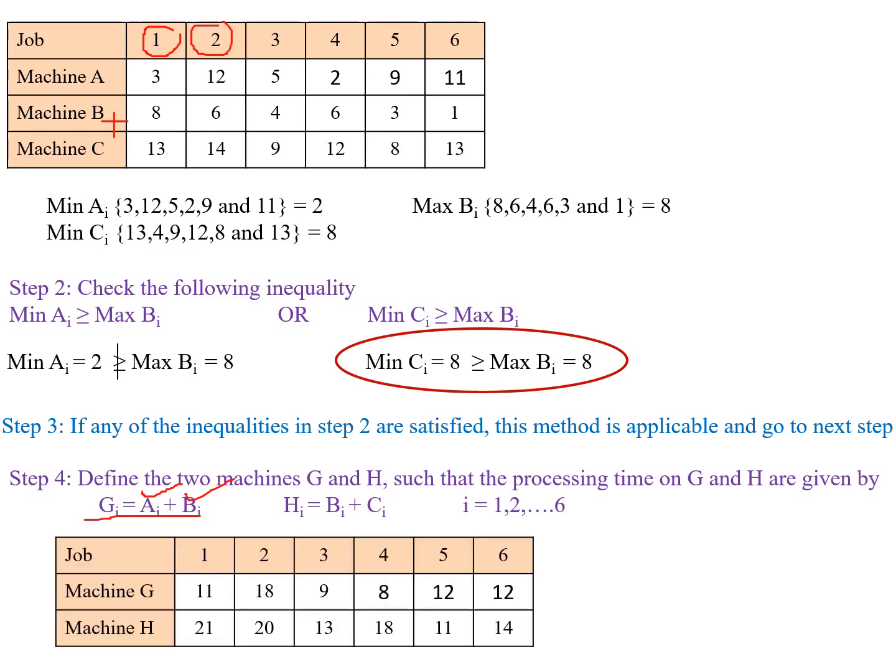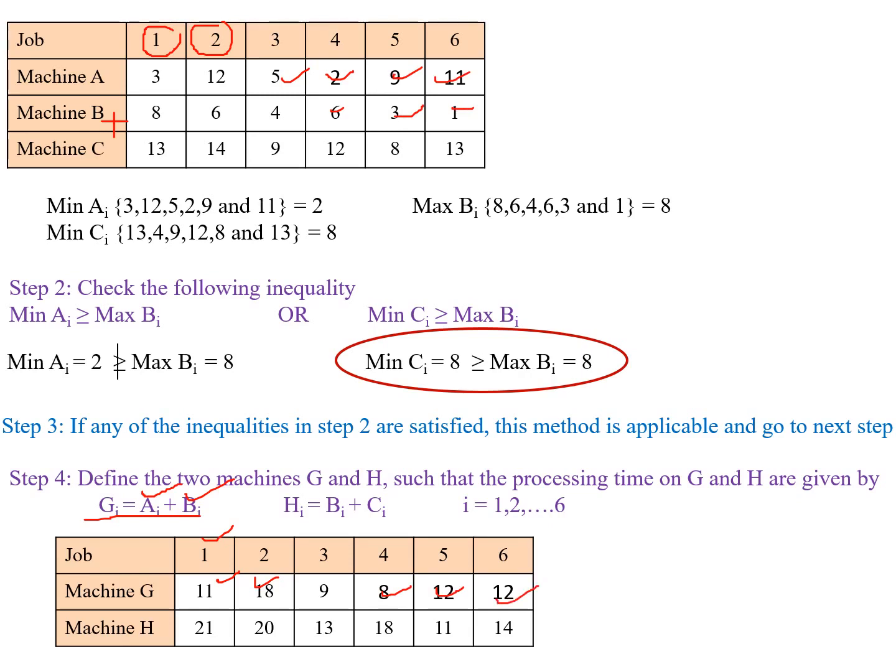See here, machine G is A plus B. For the first job it is 3 plus 8, that is 11. 12 plus 6, that is 18. 5 plus 4, that is 9. 2 plus 6, that is 8. 9 plus 3, that is 12. And the last one is 11 plus 1, that is 12.